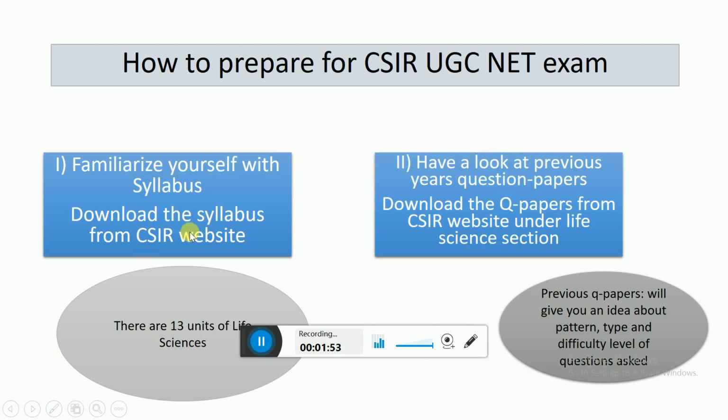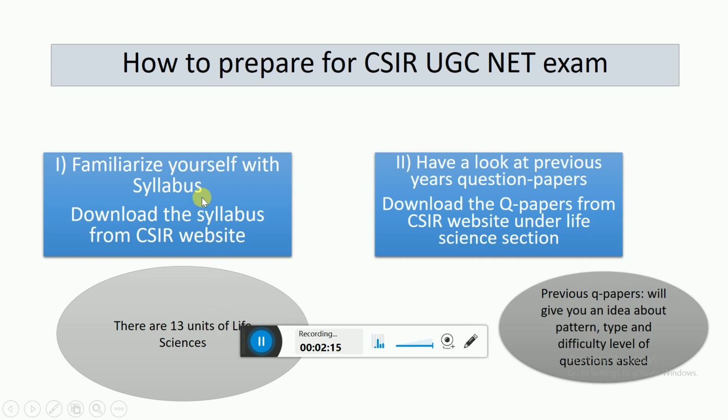Now coming to how to prepare for CSIR UGC NET. Before preparing, you should know what the syllabus is. You can download the syllabus from the CSIR website, or you can find the link in the description box. In life sciences, there are 13 units.